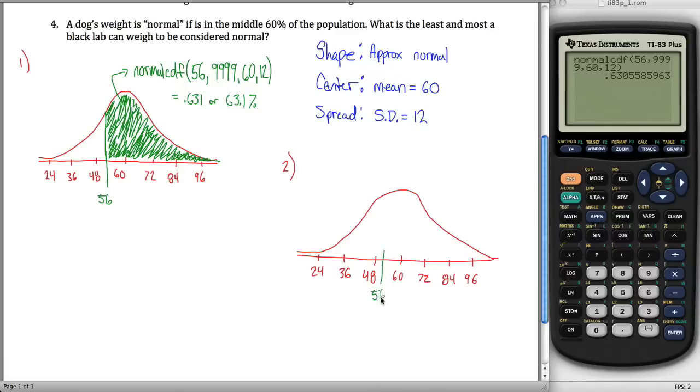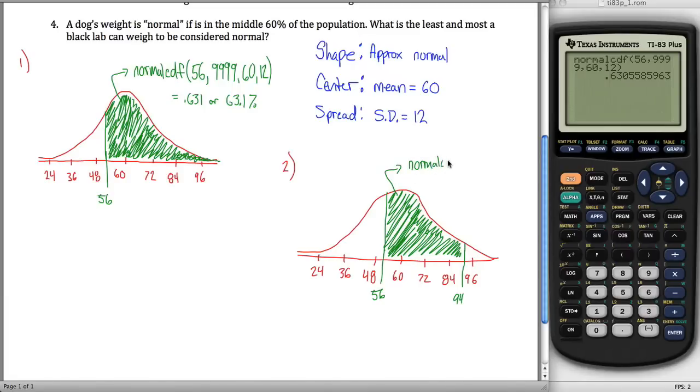Throw 56 over here, 94 somewhere over there. And then what I can do is shade in the area in between these two. And if I can find the area of the shaded region, I'll have my answer. And as we saw in the last one, our calculator can do exactly that.